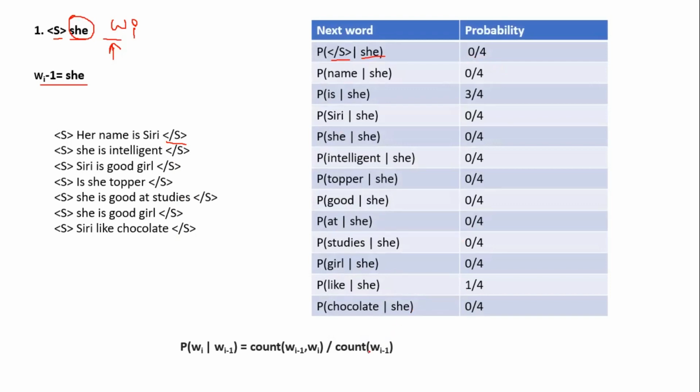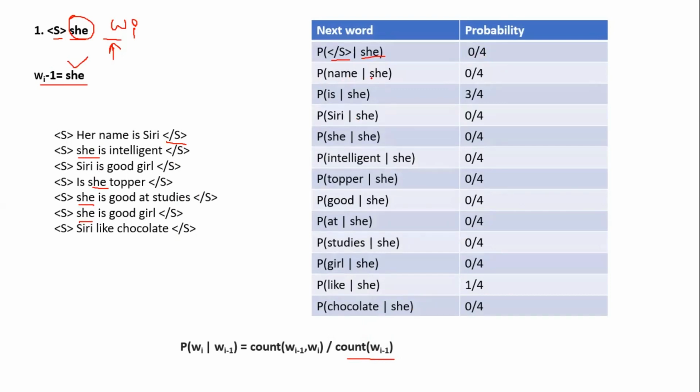So 0. How did we get this 4? It is the count of wi minus 1. Check how many times she appeared in the corpus. So how many times do we have she? Once, 1, 2, 3 and 4. So it occurred 4 times. So divide the value by 4. The denominator will be 4.